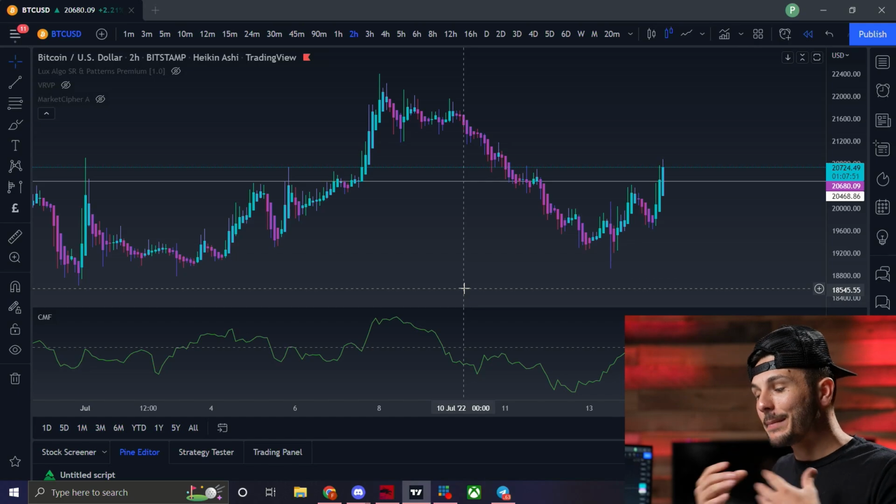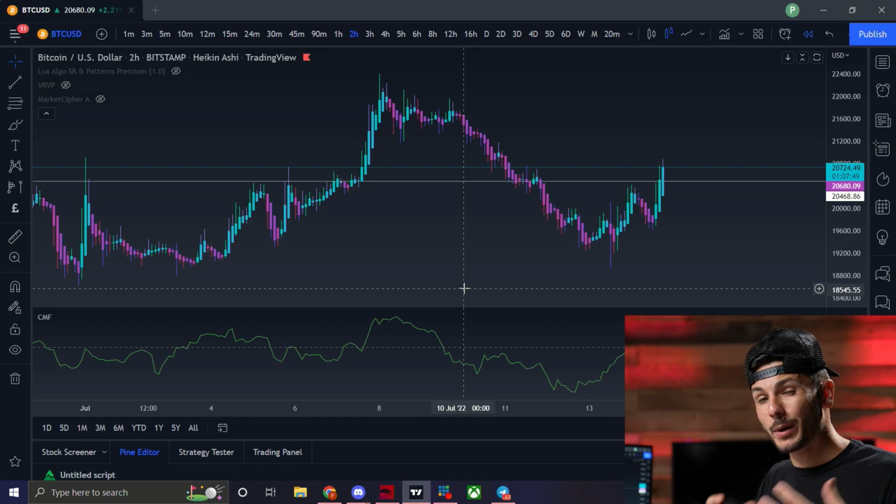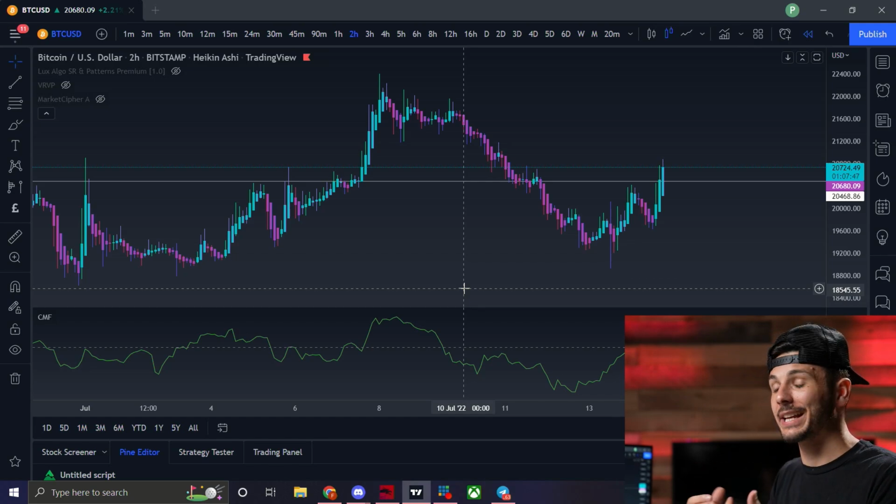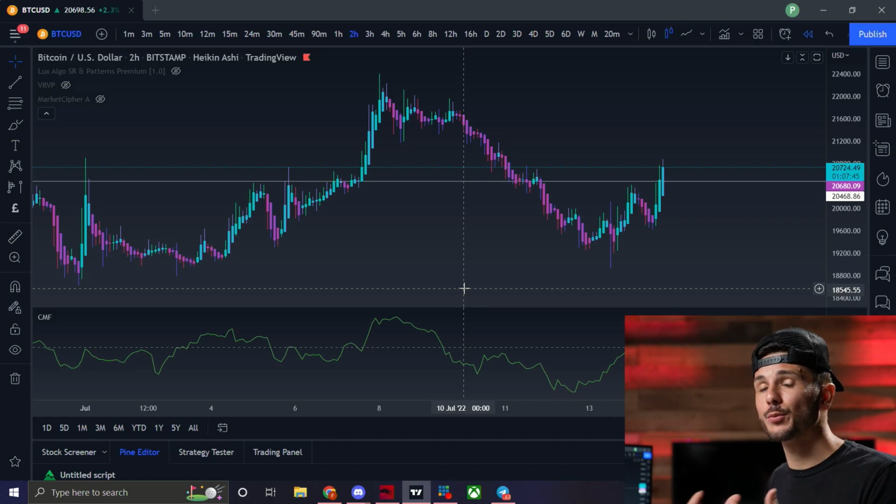Now, I don't recommend trading just based off of what we were talking about. I just wanted to explain how it works, but this is not exactly how you would want to enter and exit trades based off this indicator.